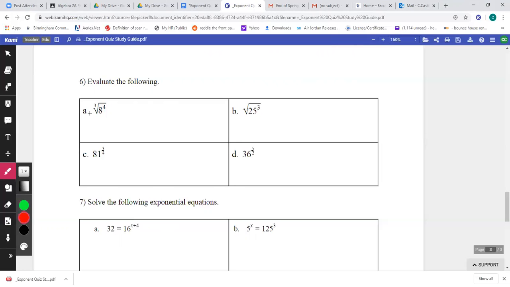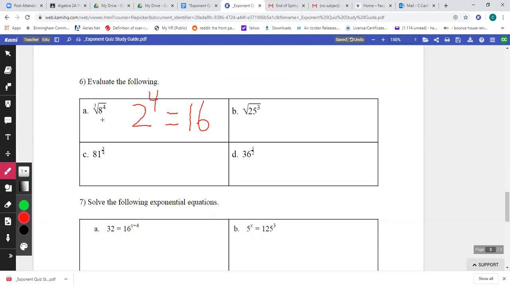So for letter A, the first thing they're asking you to do is take the cube root of 8. So what number multiplied by itself 3 times is 8? Well, that's just 2, right? So the cube root of 8 is 2, and so this is 2 to the 4th. And then so 2 to the 4th is just going to be 16, right? 2 times 2 times 2 times 2.